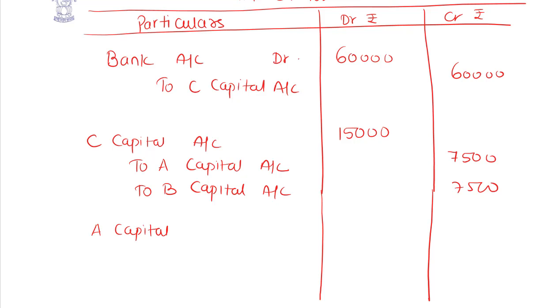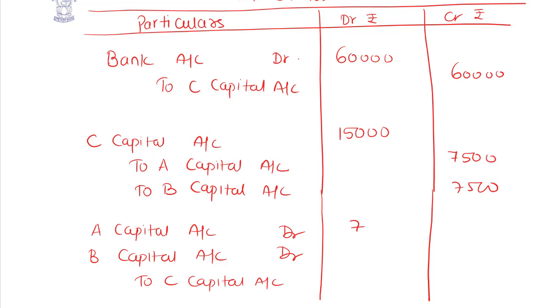Goodwill withdrawn, so A's capital account debit, B's capital account debit, to C's capital account. 7,500 debit, 7,500 debit, and 15,000 credit.